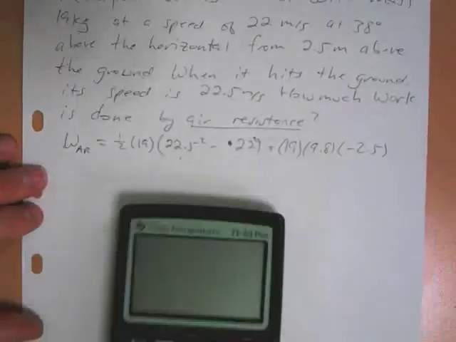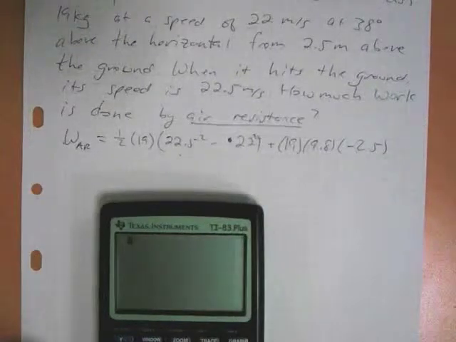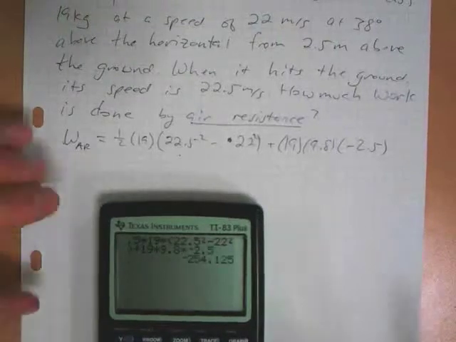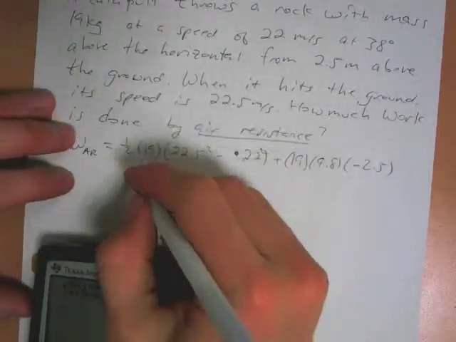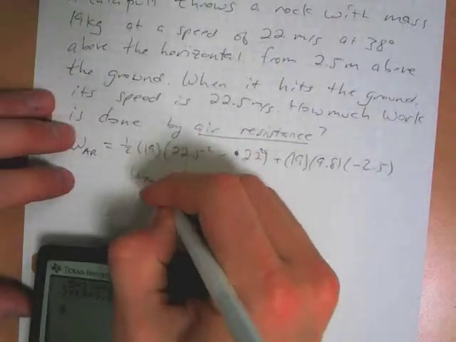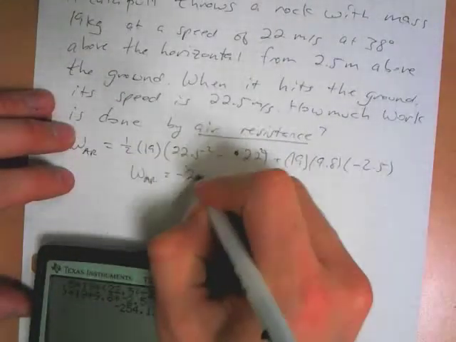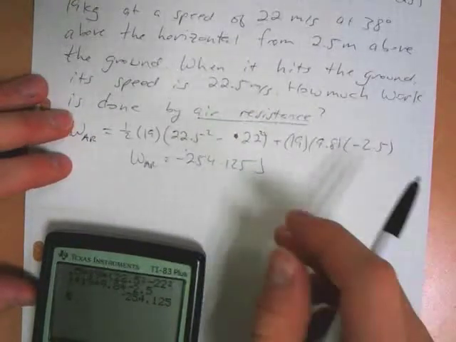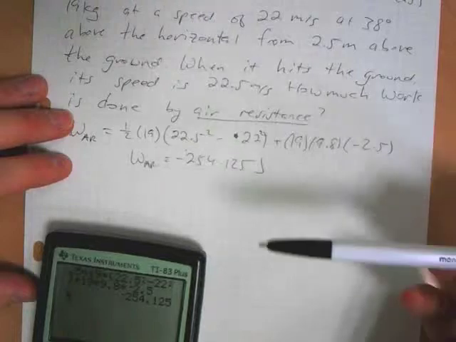And we can punch that into the calculator. 0.5 times 19 times 22.5 squared minus 22 squared, plus 19 times 9.8 times minus 2.5. And we get that the work done by air resistance is exactly minus 254.125 joules.